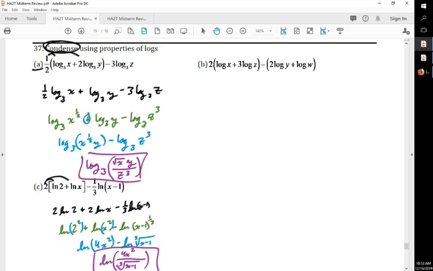Now, one thing you guys aren't faced with here is different bases for the logs. If the logs had different bases, you wouldn't be able to condense them like this. They have to have the same base. But you're not going to encounter that in this class.